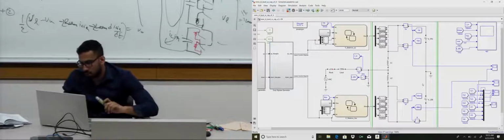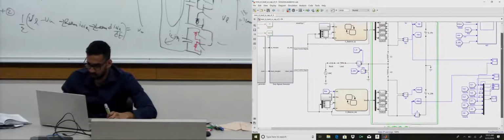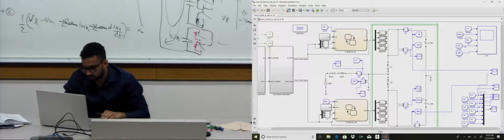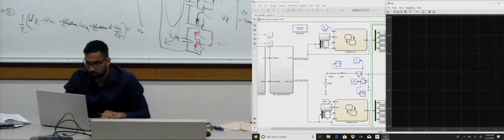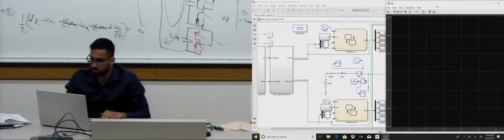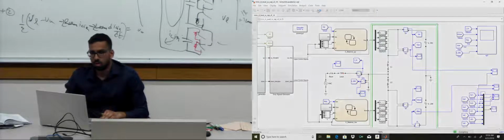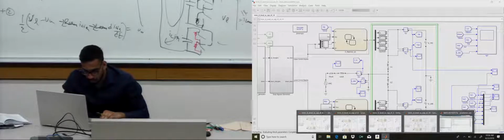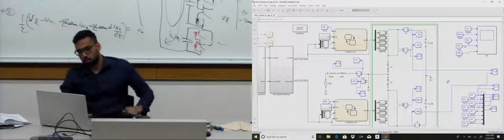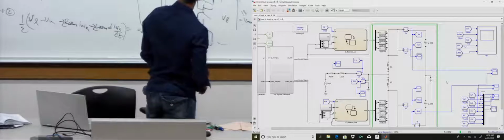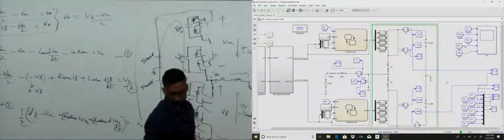Right. So what can I show you? I can show you the output voltage waveform. That will be a good idea. I run this again. Let it run. We have a couple of minutes. A lot of interesting simulation results to be seen.